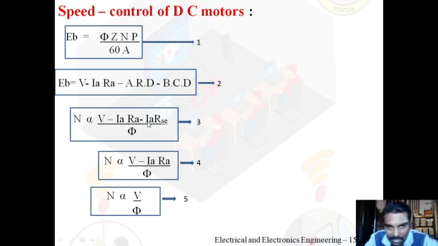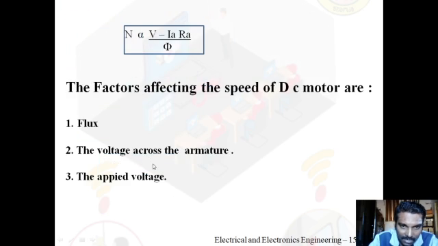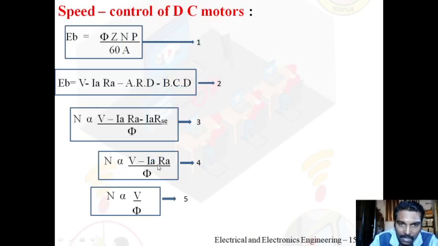Whenever we consider a DC series motor, at that time the IA RSC will come into the picture. For the time being, we are concentrating on a DC shunt motor, therefore we can directly go for equation 4. The speed is directly proportional to V minus IARA divided by flux. That means equation 4 you can consider.